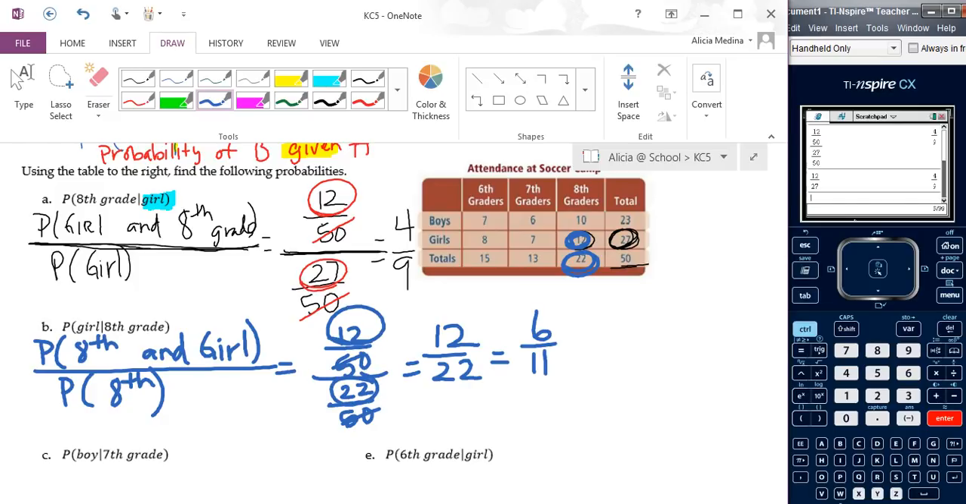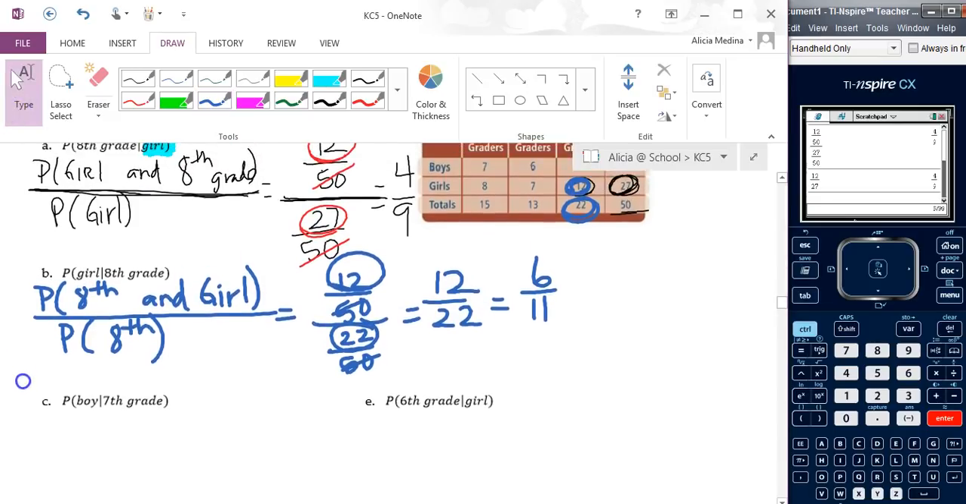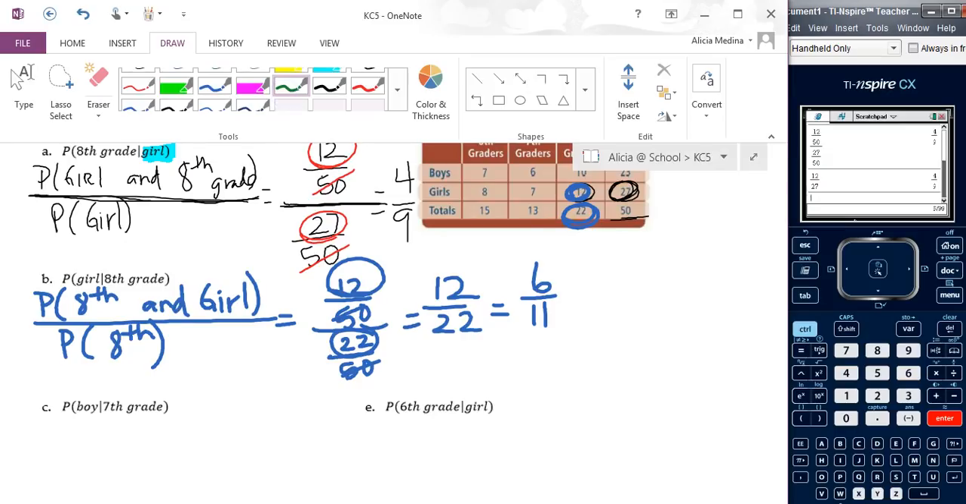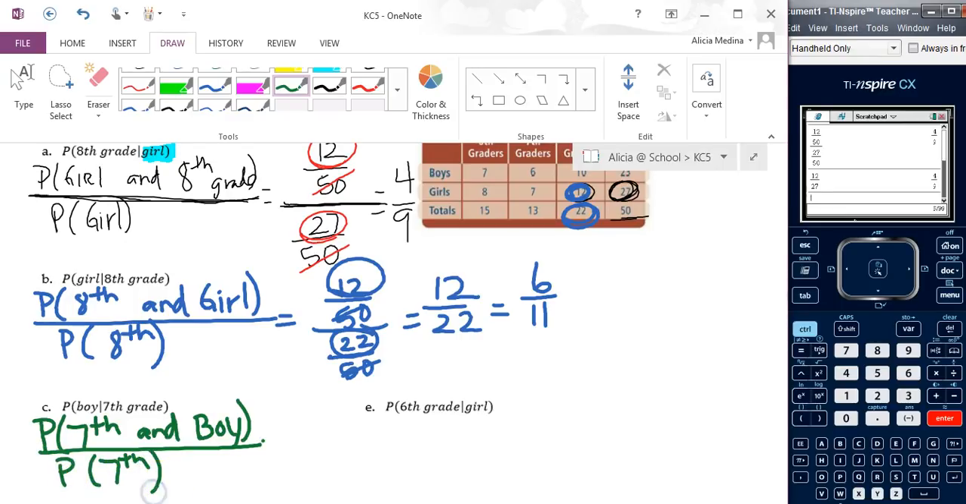Okay, let's keep practicing here. So, C here is the probability of boy given that they are in 7th grade. So the probability of 7th grade and boy goes at the top, so where do they intersect? All over the probability of just being a 7th grader. So where does boy meet 7th grade? Well, boy meets 7th grade right here. So that's going to be our 6 over 50.